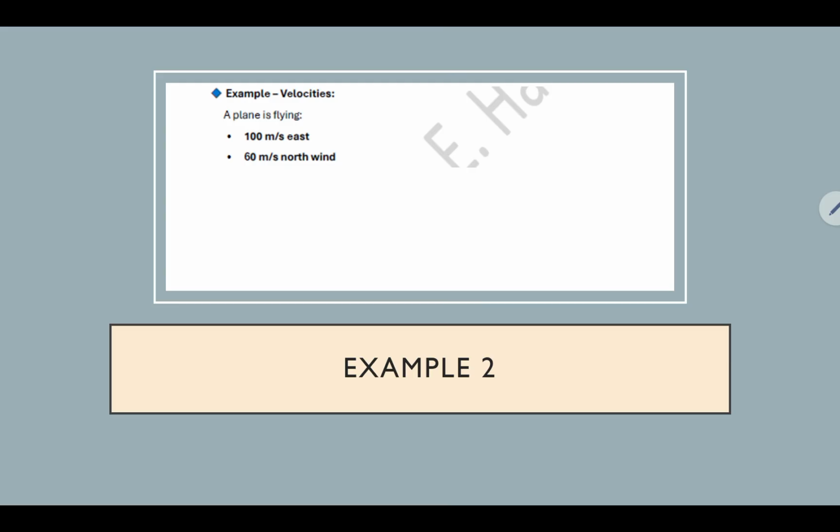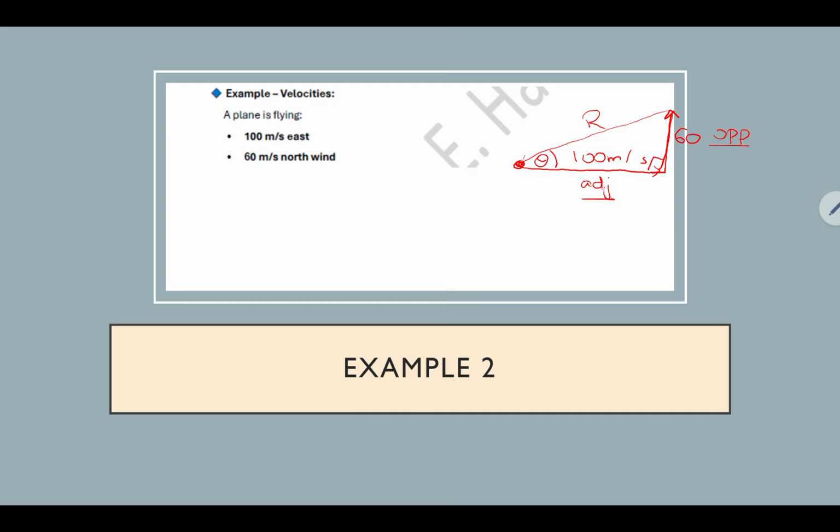Here's another example. A plane is flying 100 meters per second east. So that's this way, east, 100 meters per second. And 60 meters per second north. And this is, of course, a right angle triangle. And I want to get the resultant force, which is this one. Let's label before we actually start solving to make it easier for us. This is my angle theta from my starting point. So this is my opposite. And this is my adjacent.